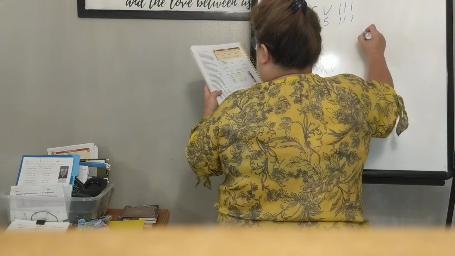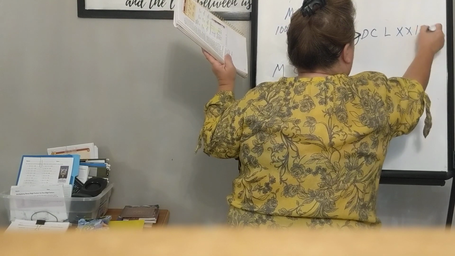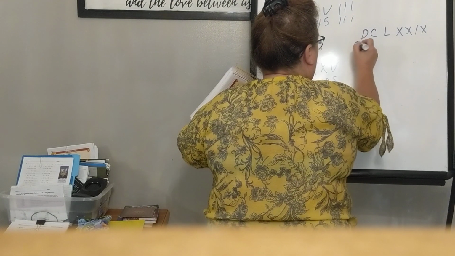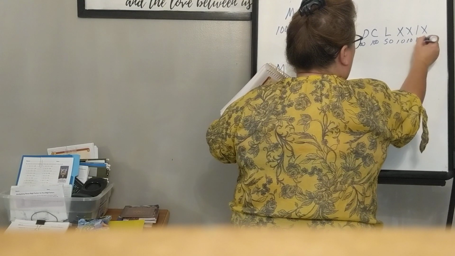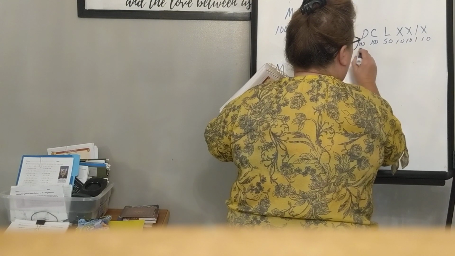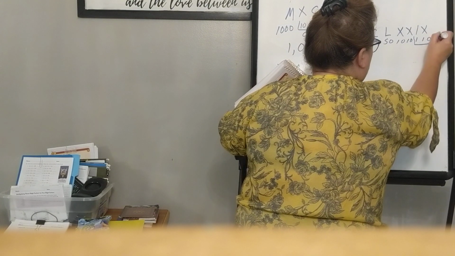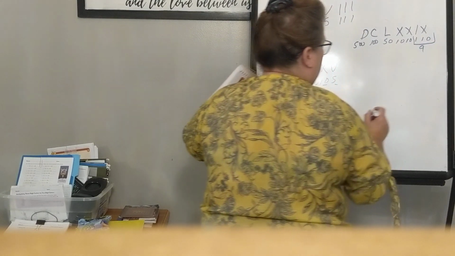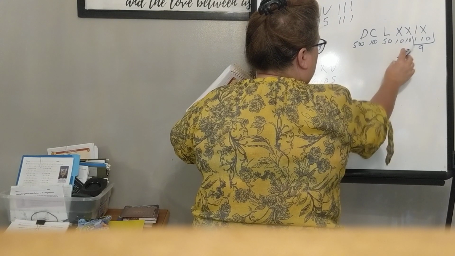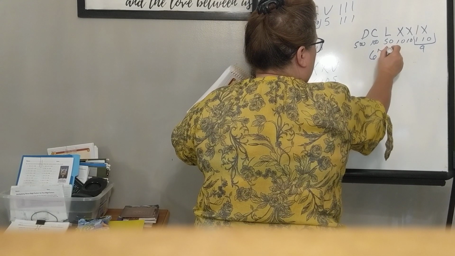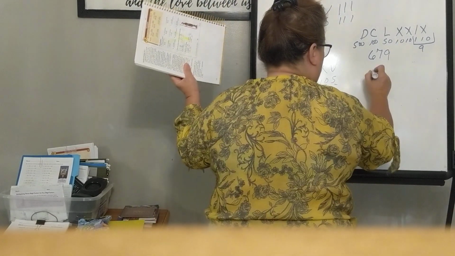Letter D, we have D, C, L, X, I, X. All right, so D is 500, C is 100, L is 50, 10, 10, 1, 10. So here we're going down 500, 100, 50, 10, 10, 1, but then we go back up to 10. So that's going to have to be fixed into a new number. So 10 minus 1 is 9. So we have 500, 600, 650, 660, 670, 679. So our number is 679.